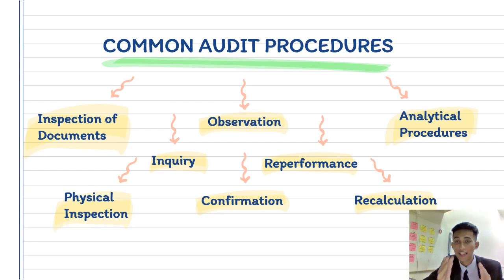So, these are the examples of common audit procedures. First one, inspection of documents. Second one, physical inspection. And then inquiries and also observation, followed by confirmation. For example, you need to contact customers to make sure that the accounts receivable balances are correct. And then re-performance and also recalculation to make sure that the calculation is correct without any omission. And last one, analytical procedures.